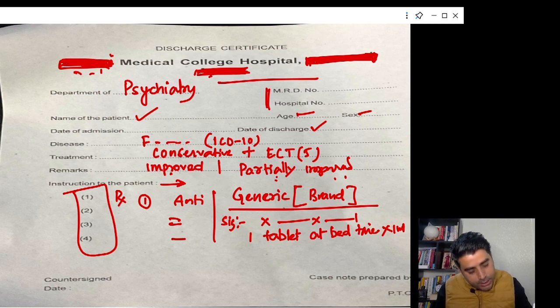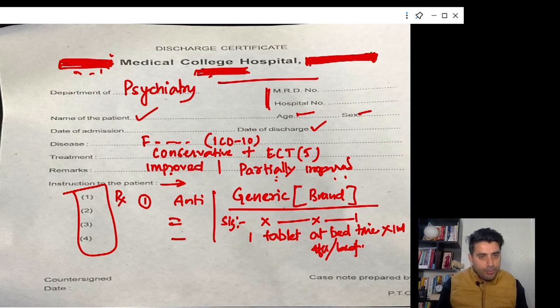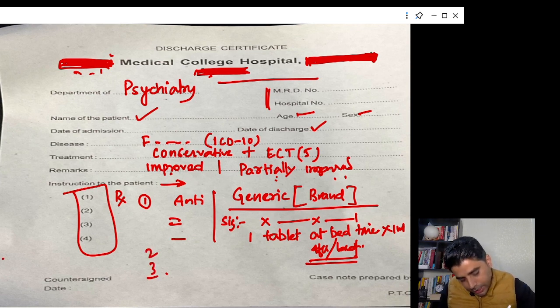And preferably mention whether it is after food or before food, because bedtime means after food, or after lunch or before lunch, after breakfast or before breakfast. You need to mention it in your prescription. Okay, sometimes you see the patient is getting more medications, and you have no space to write here 1, 2, 3. Then you can write here also.